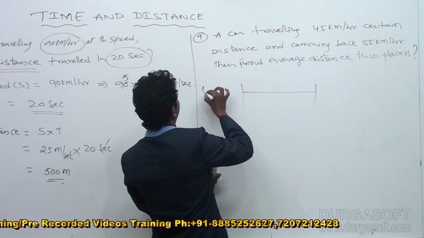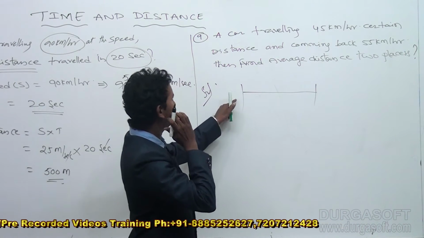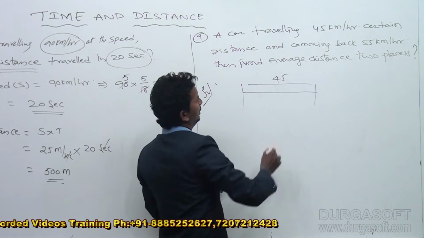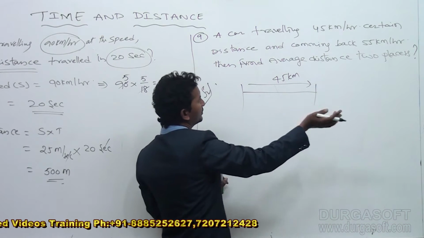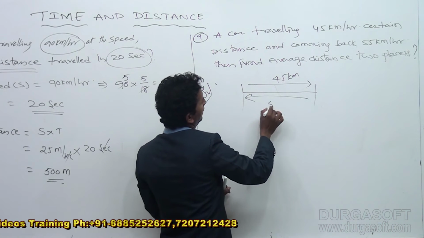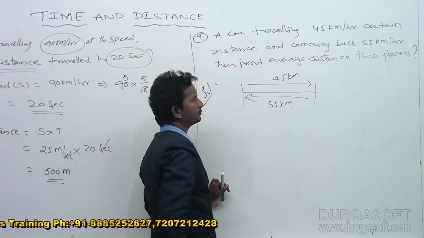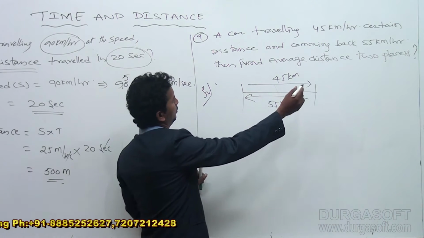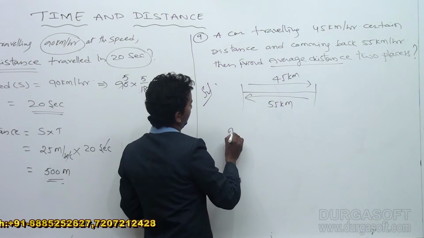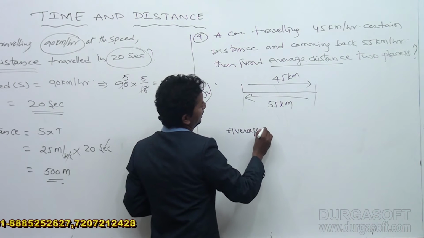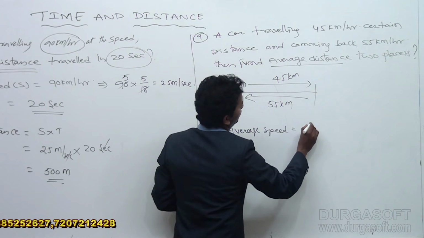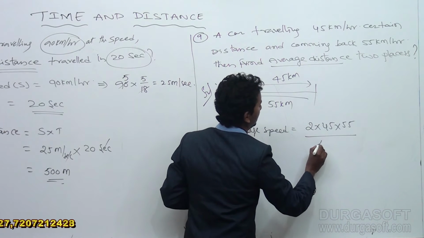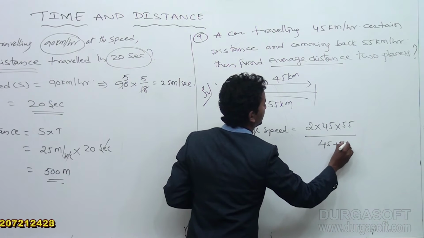Now my solution part is here. A man covers a certain distance at 45 kilometer per hour, and again coming back at 55 kilometer per hour. Then find the average speed of the entire journey. For the two places, average speed is equal to 2 times 45 into 55 divided by 45 plus 55.